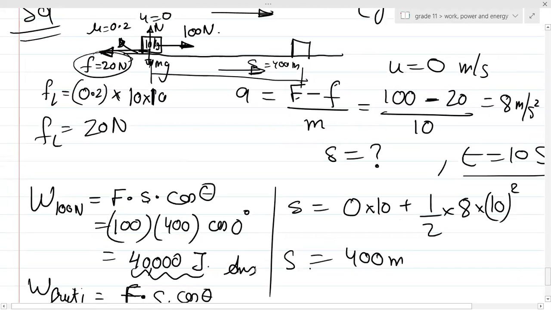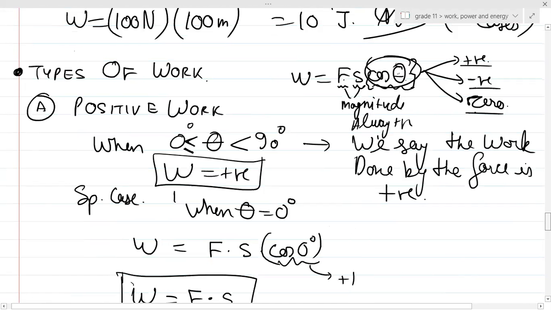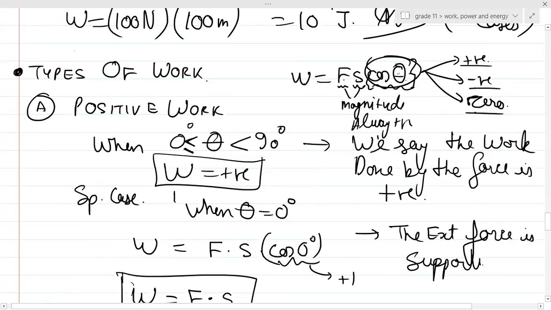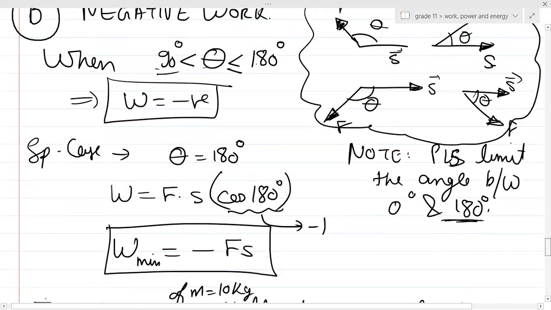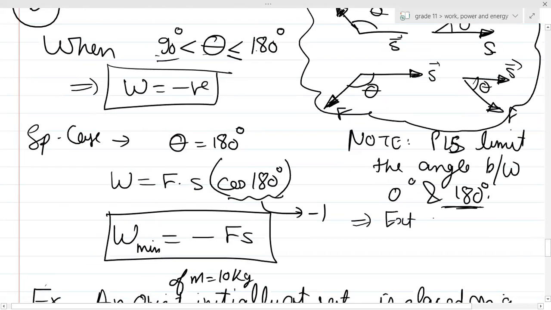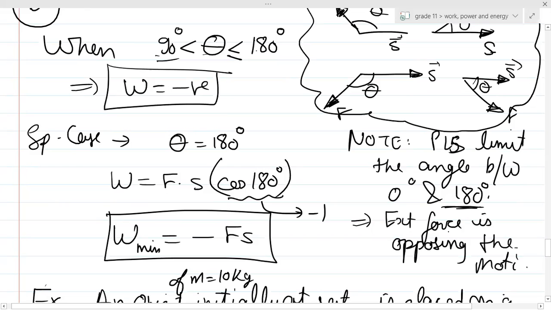Please remember this thing, guys. Once you are done with this, we'll come back to positive and negative work. Please remember, whenever work done is positive, that implies the external force is supporting the motion. And whenever the work done is negative, that implies the external force is against the motion. Is that clear?